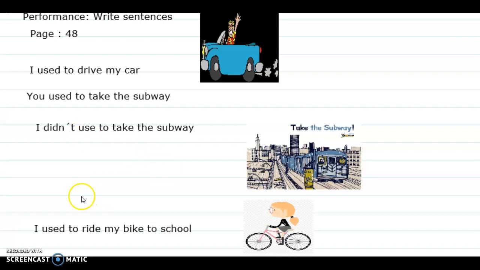And the last is, I used to ride my bike to school. Look, the girl, she said, I used to ride my bike to school. Este es un verbo que lo utilizamos exclusivamente para montar bicicleta. ¿Ok? Montar, es montar o montar a caballo. I used to ride my bike to school. Affirmative. Look, used. ¿Ok?